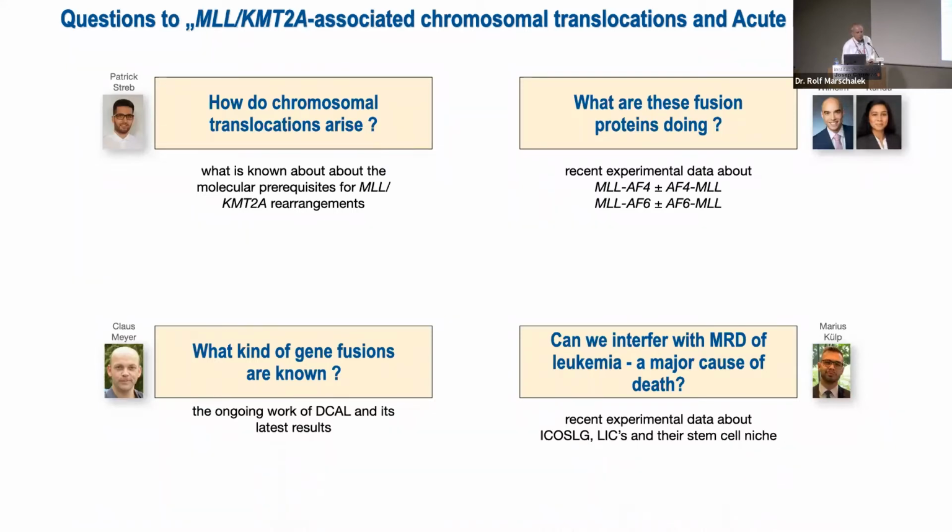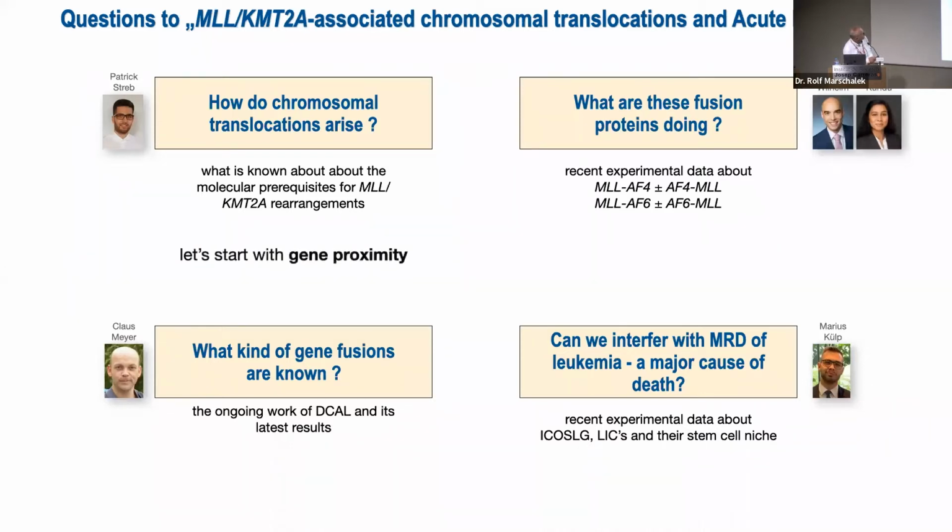I will present the 118 fusions to the MLL gene, and then I will focus on particular MLL fusions, namely MLL-AF4 and MLL-AF6. And at the end of the talk, I will give you some insights into a new project in my lab where we try to interfere with minimal residual disease as a major cause of death, because nearly half of the leukemia patients with MLL rearrangements are dying of the relapse and not from the primary disease.